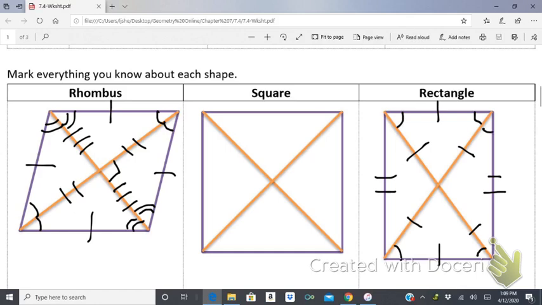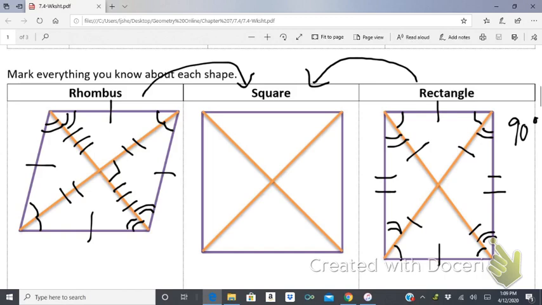I know these angles are congruent. And remember, don't forget the 90 degrees in all the corners. So now what's going to happen is this shape creates a square, and this shape creates a square. So it takes the best qualities of everything. That means that in a square, all of these sides are congruent to each other, and all of these are congruent to each other.